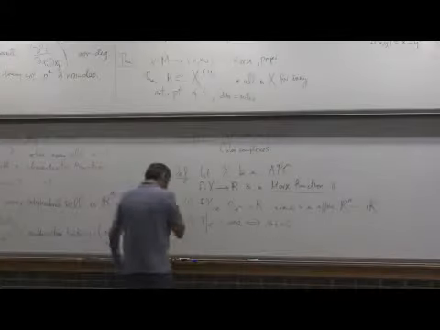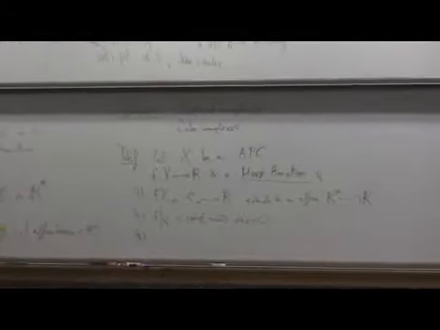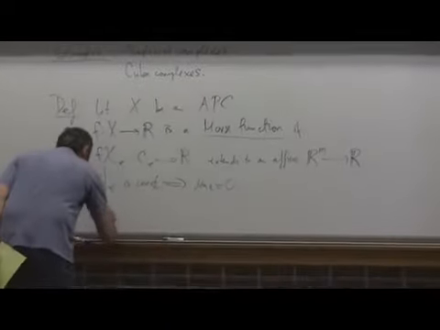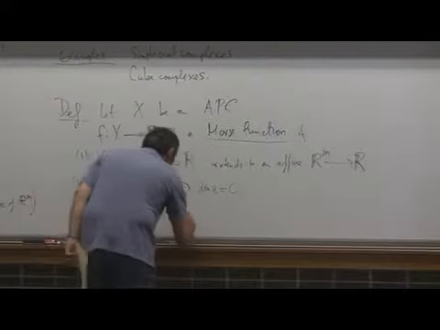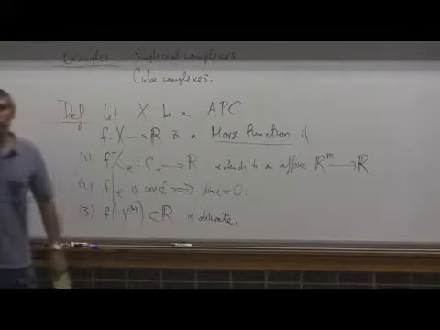And then number three, this is somehow what replaces properness. I want the image of the vertices to be a discrete set. So I want the image of the zero skeleton in R to be discrete. Okay, that's the definition.